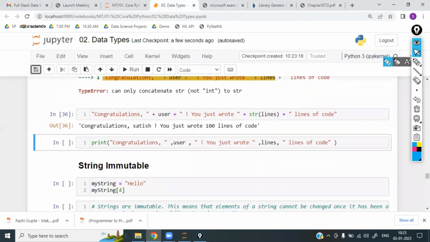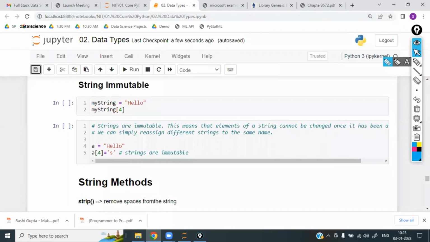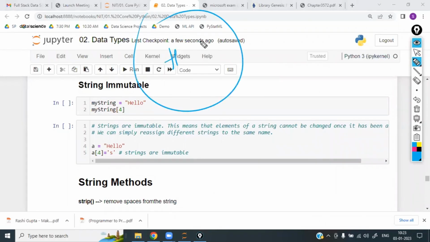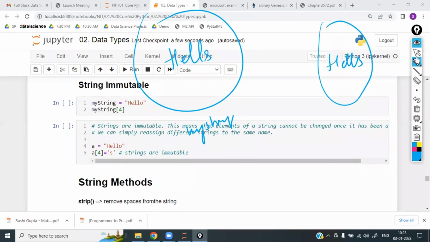Next one is strings are immutable. What is meant by strings are immutable? You can't replace within the same object. For example, this is a string where hello is there, and the name is my string. Within this, I want to replace the O with S, something like HELLS. It is not possible. You have to create a separate object with HELLS, but we can't replace in the same object.